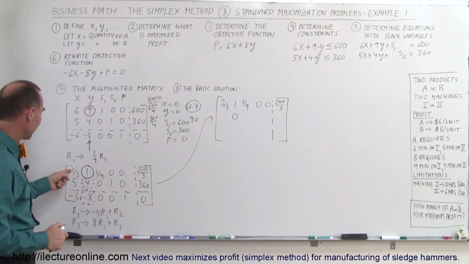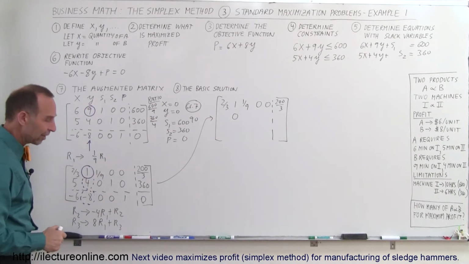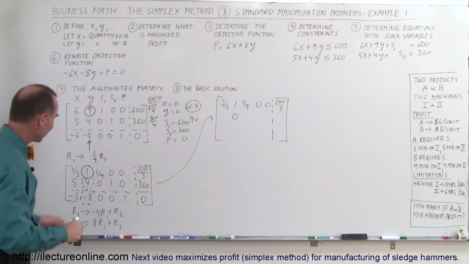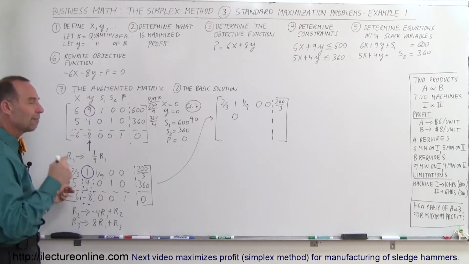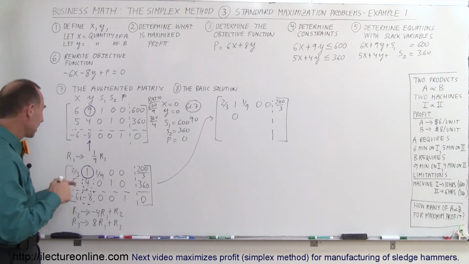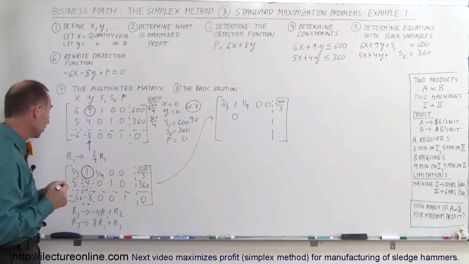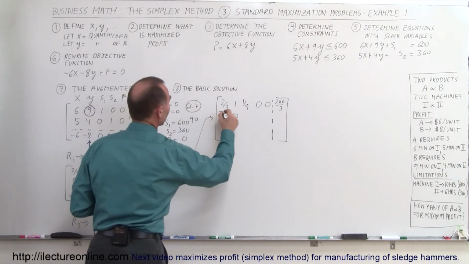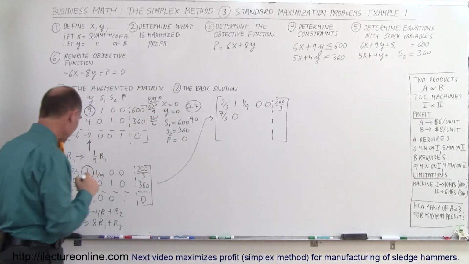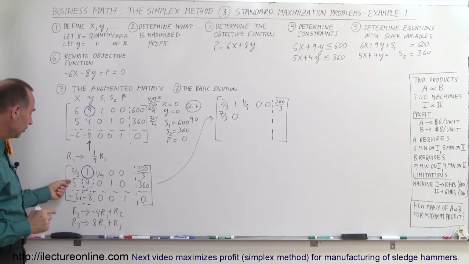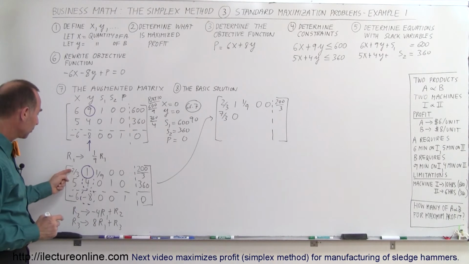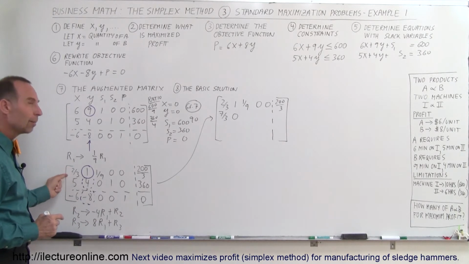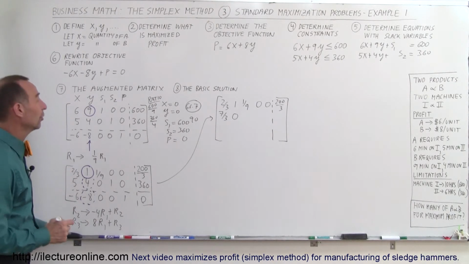So -4 times this is -8/3 added to 5. Well, 5 is 15/3. -8 plus 15 is plus 7/3. So this should be 7/3. So let's do that real quick again. 5 is 15/3. -4 times 2/3 is -8/3. So -8 plus 15 is a positive 7/3. All right.